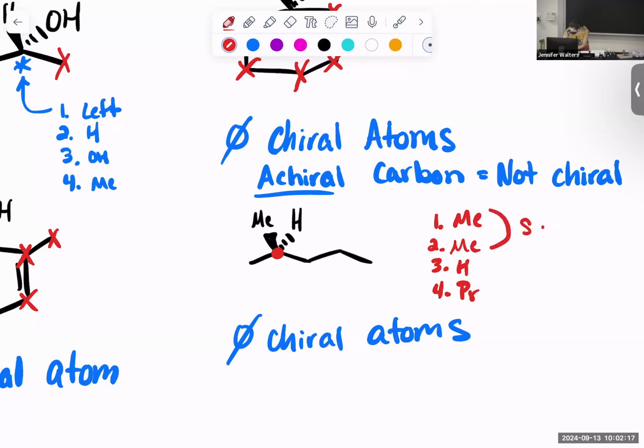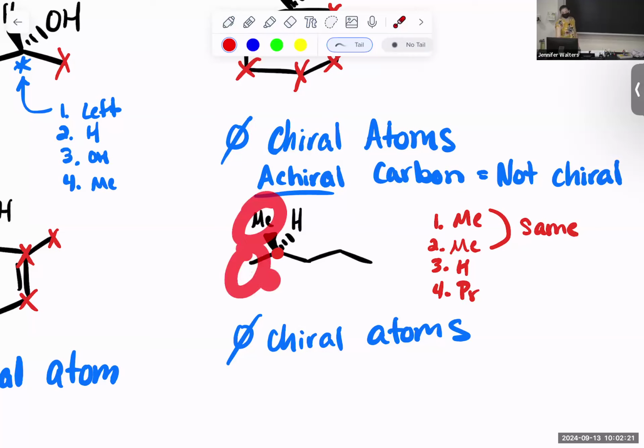These are the same. Be careful, watch out for when certain ones get labeled for emphasis. They're still both methyl groups. They are the same thing. There are 0 chiral atoms in this molecule.